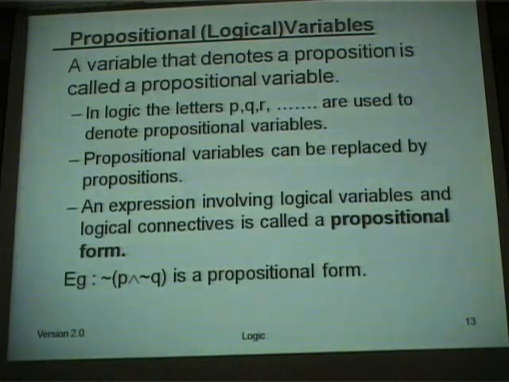An expression involving logical variables. For example, this one. So this is an expression involving logical variables, p and q. It can be more than two, with connectives. So you can create a logical expression using propositional connectives. This is one example. This type of expression is called a proposition in propositional form.